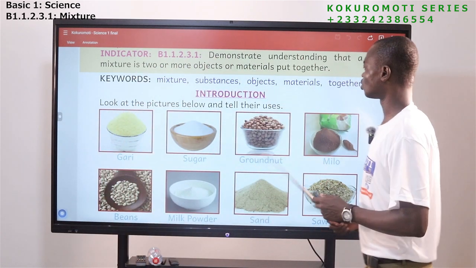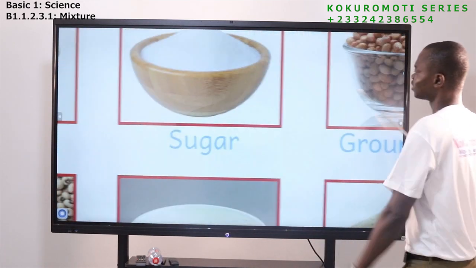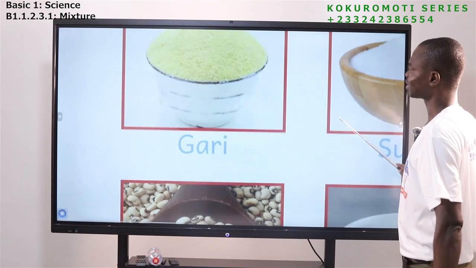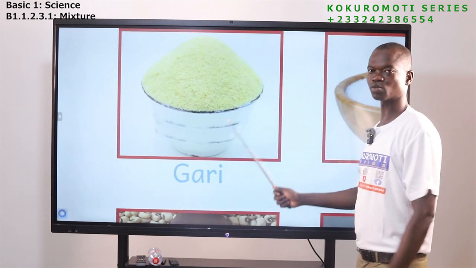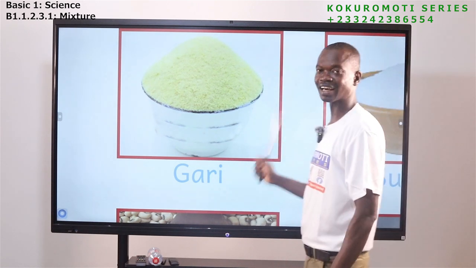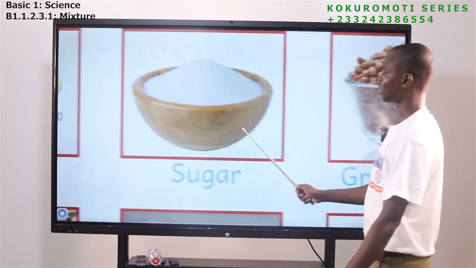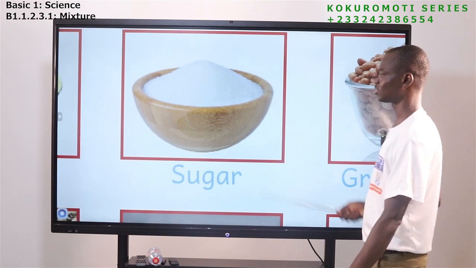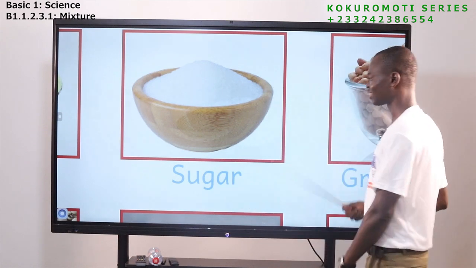Look at these pictures below and tell their uses. I have pictures here, nice pictures. Their names are just beneath it. So look at this. This is Gari. So those who like Gari, yes, we have Gari here. We have sugar. So if you have Gari, you have sugar. What else do you need?